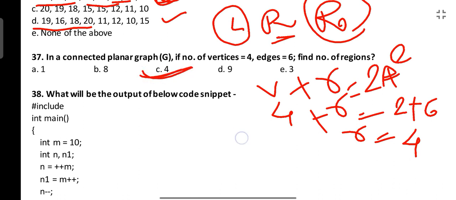So the answer will be 4. And we can see also, this is a planar graph. This has 4 vertices and 6 edges. So how many regions are there? 1, 2, 3, 4. That's what they are asking.